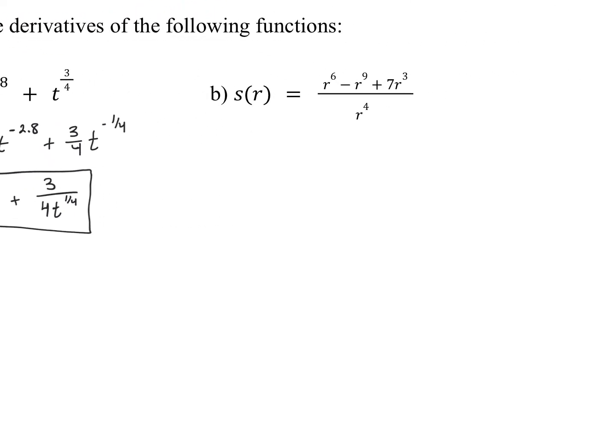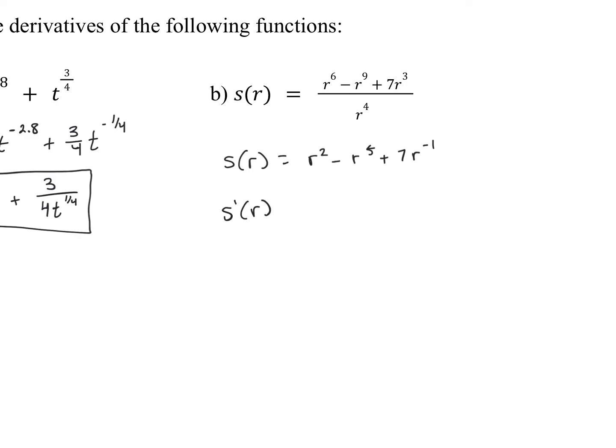So here we have s of r, and I know this doesn't look like the typical power function, but we can actually rewrite it. So we'll simply divide each of these terms by r to the 4th. So we have individual terms with exponents. So we have r squared minus r to the 5th plus 7r to the power of negative 1. And then from here, this is going to allow us to use our power rule.